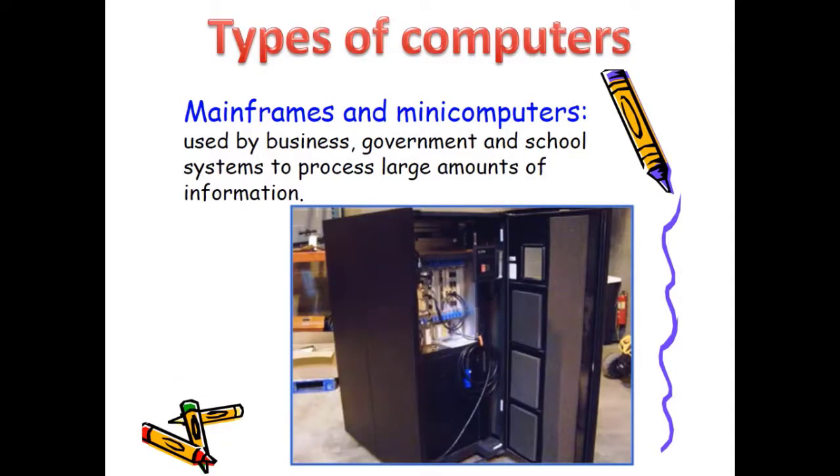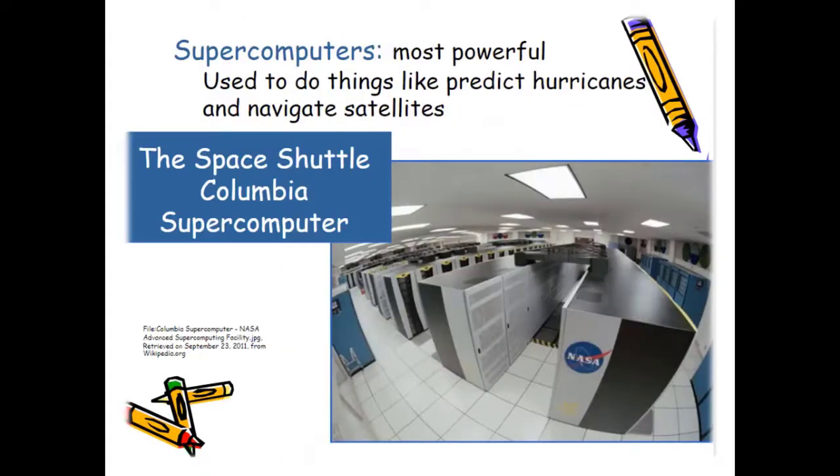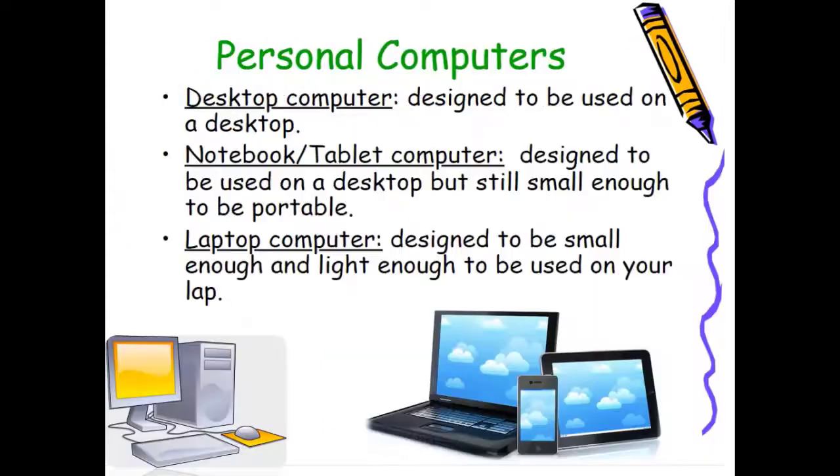And we talked about the types of computers. The mainframe computers were large computers used by the government and the schools, and they store a large amount of data. And we talked about the supercomputers, the most powerful computers among all computers, and they are used for predicting hurricanes and satellites, and for weather forecasting as well.